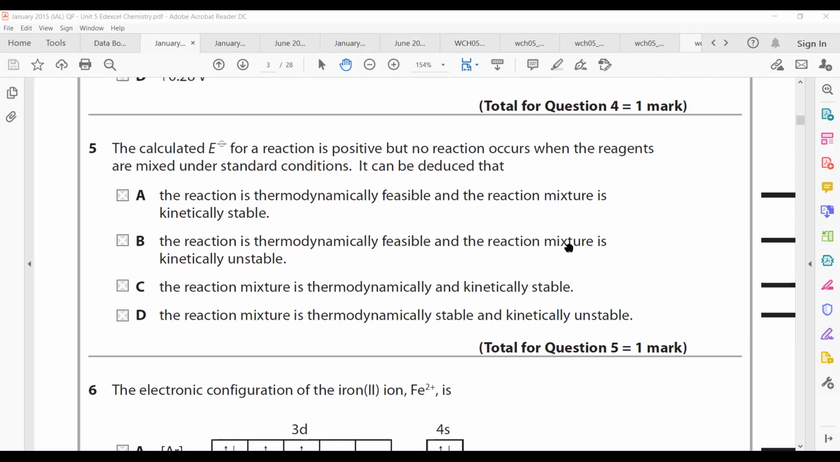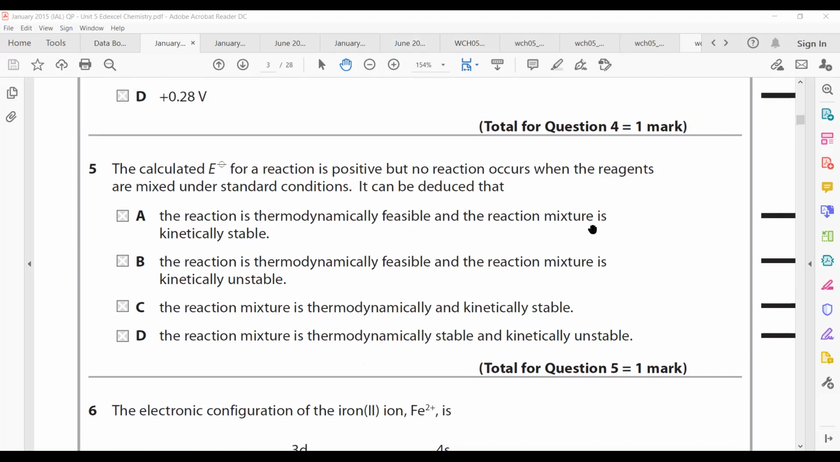Question 5. The calculated standard electrode potential (this is the symbol for standard) for a reaction is positive, but no reaction occurs when reagents are mixed under standard conditions. What can we deduce from this statement? What could be the right answer for this?